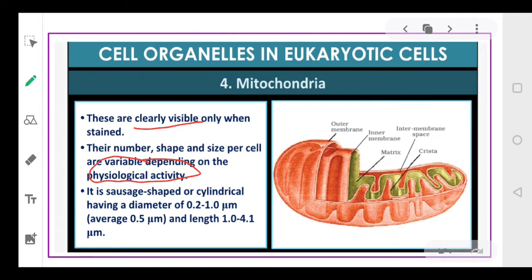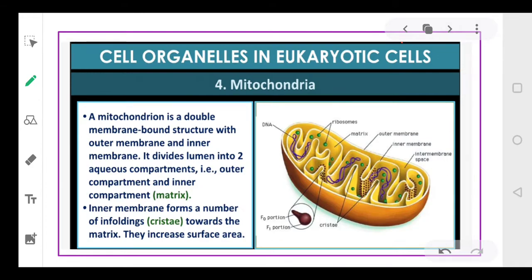Now this particular organelle is sausage shaped or cylindrical. As you can see in the picture also, it is cylindrical shaped. It has a diameter of about 0.2 to 1 micrometer and the length is approximately 1 to 4.1 micrometer. So it is much longer in comparison to the breadth.